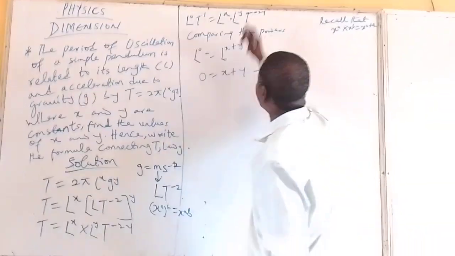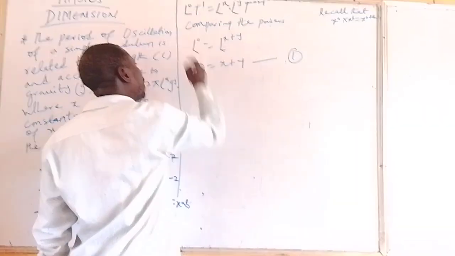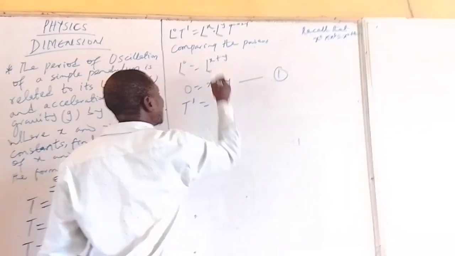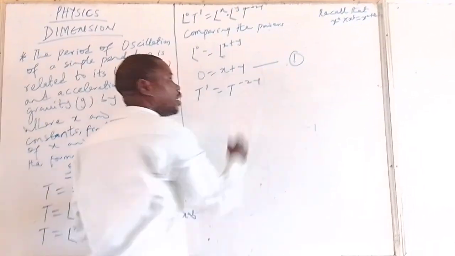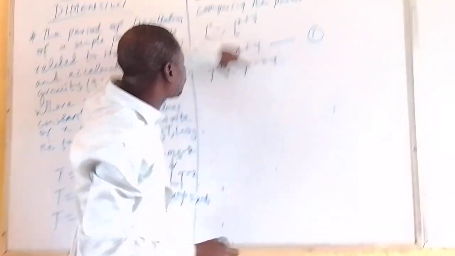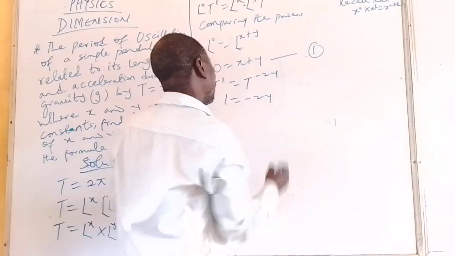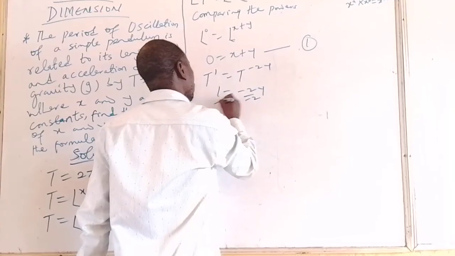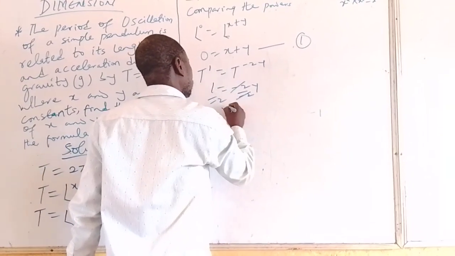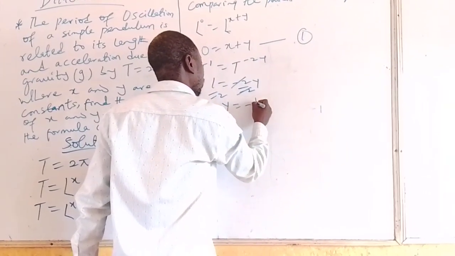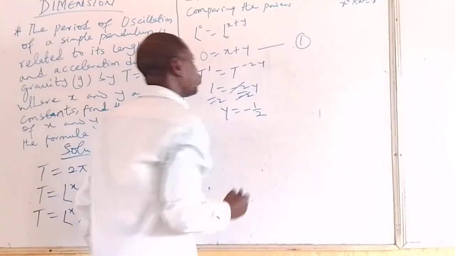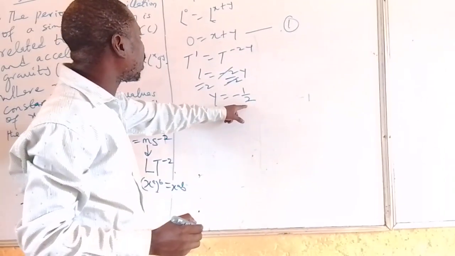Then let's compare t on the left with the t on the right. On the left, we have t raised to power 1, and on the right, we have t raised to power minus 2y. So comparing the powers on the left and the right, 1 is equal to minus 2y. How do we find y? We divide both sides by negative 2. So y is equal to minus 1 over 2.